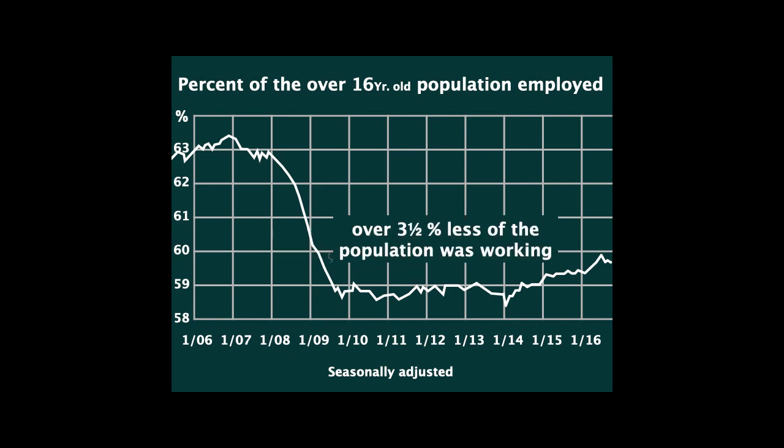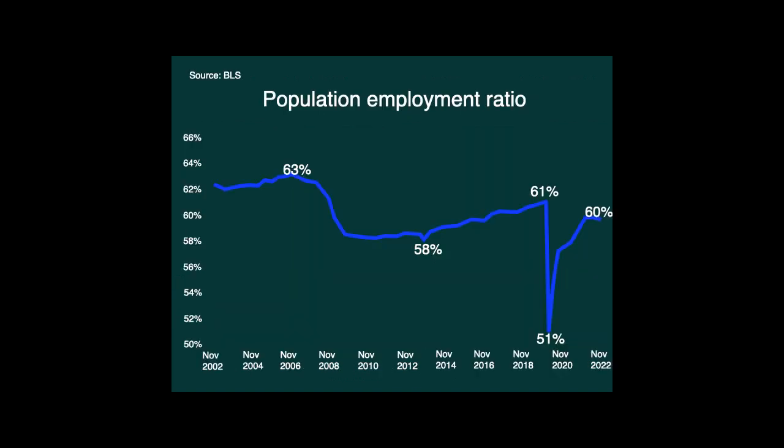Still, in 2016, although we had more people working, we had 3.5% less of the population employed than before the recession. Before the pandemic in 2019, we had 2% less of the adult population working than before the recession 12 years before.